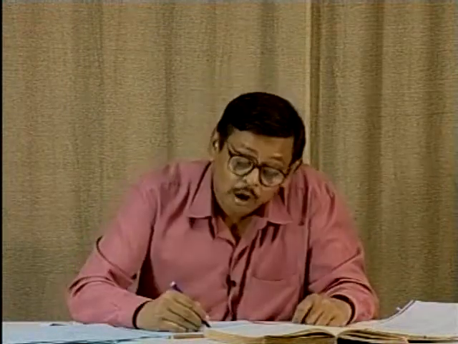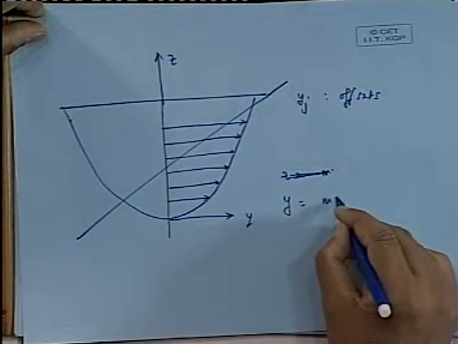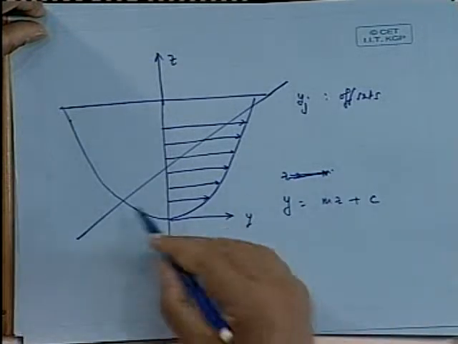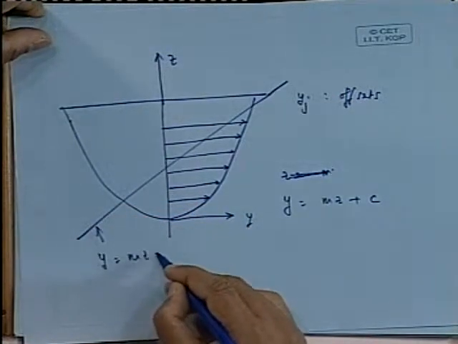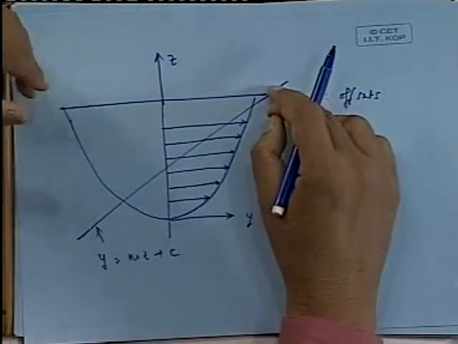Now how do we do that? The interesting part is like this. Suppose this line is, see, this is my y, so this is z, right? So y equal to mz plus c. This is the equation for a straight line. Actually, m is nothing but tan theta. You can easily find out this expression in a computer program.